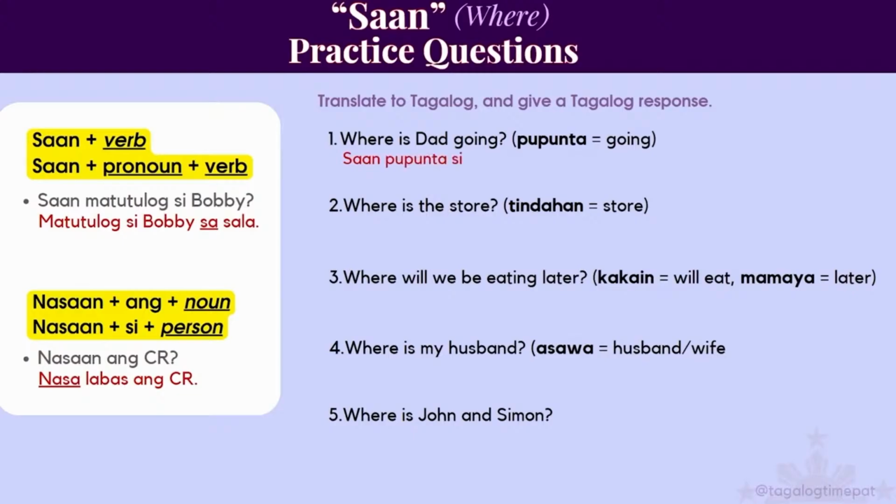Pupunta si dad. Saan pupunta si dad? And then the response, pupunta si dad sa simbahan. Dad is going to church. Pupunta si dad sa simbahan. So you're kind of taking the second part of this question and using it in your response. Okay, so try practicing that. And there's that preposition sa again, to the church.